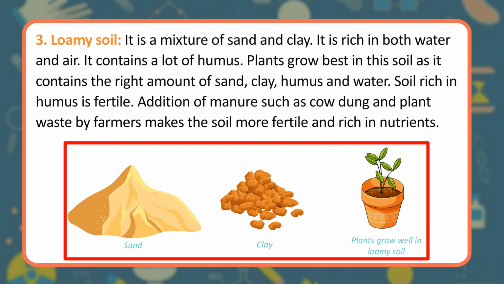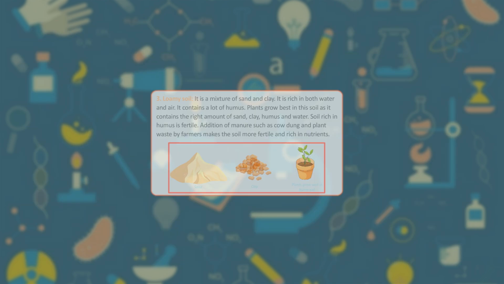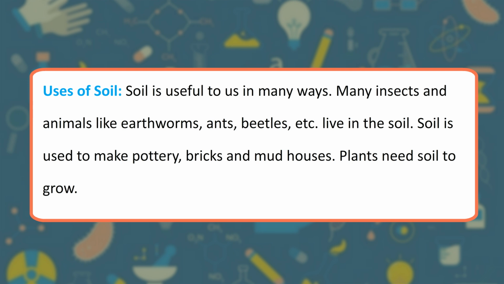Soil rich in humus is fertile. Addition of manure such as cow dung and plant waste by farmers makes the soil more fertile and rich in nutrients. Uses of soil. Soil is useful to us in many ways.